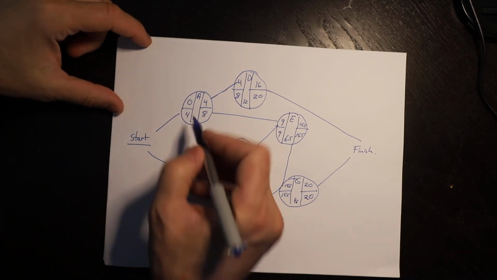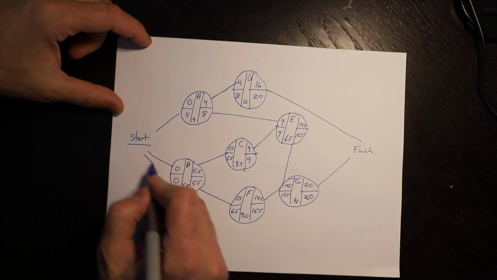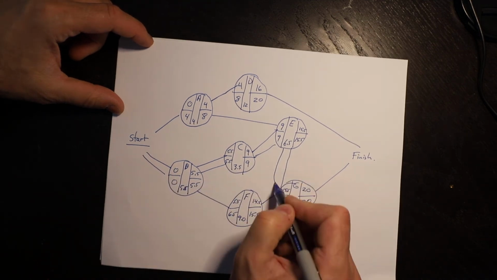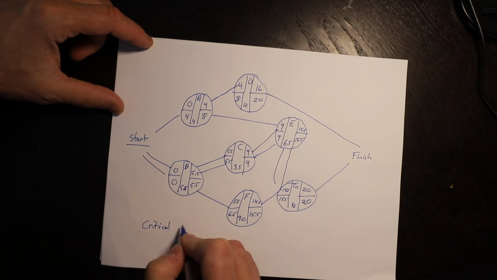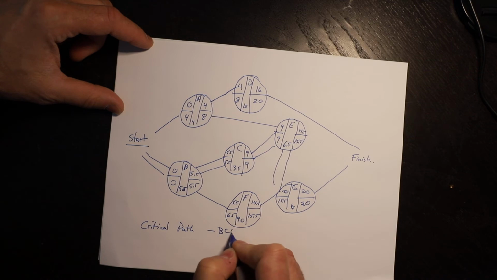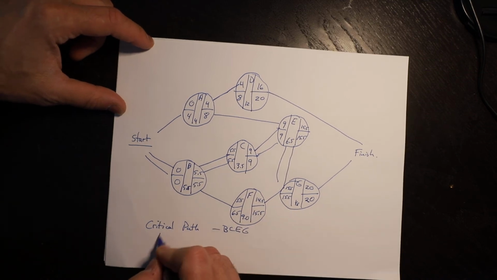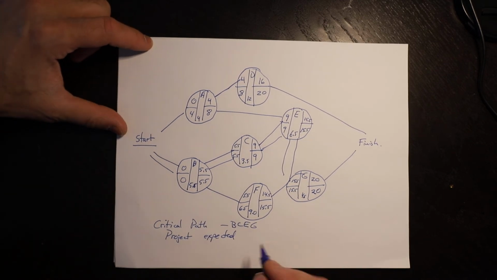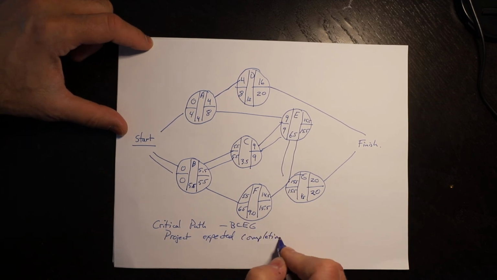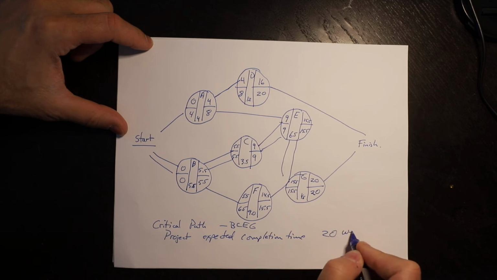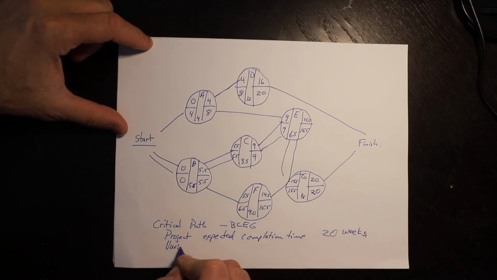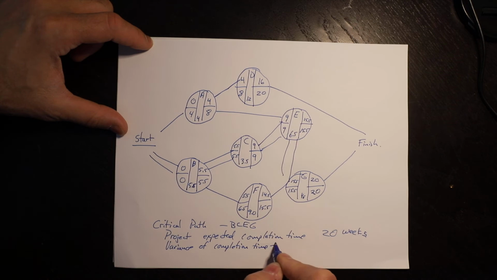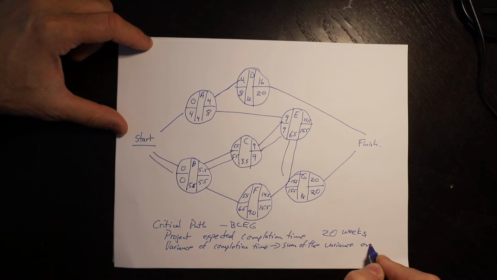We can go through and we can see this has slack, this has slack, this has slack. So our critical path is B, C, E, G. BCEG, project expected completion time is 20 weeks, and the variance of completion time is the sum of the variances on the critical path.